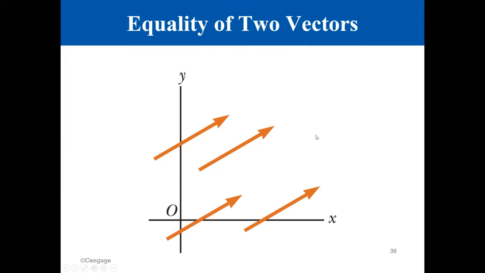In this slide, we see a group of vectors. These vectors have the same length, the same magnitude, and they all point toward the same direction. Because of that, these four vectors are identical. So shifting the vector from one place to another, as long as you are not changing the direction or changing the magnitude, will not change the vector.